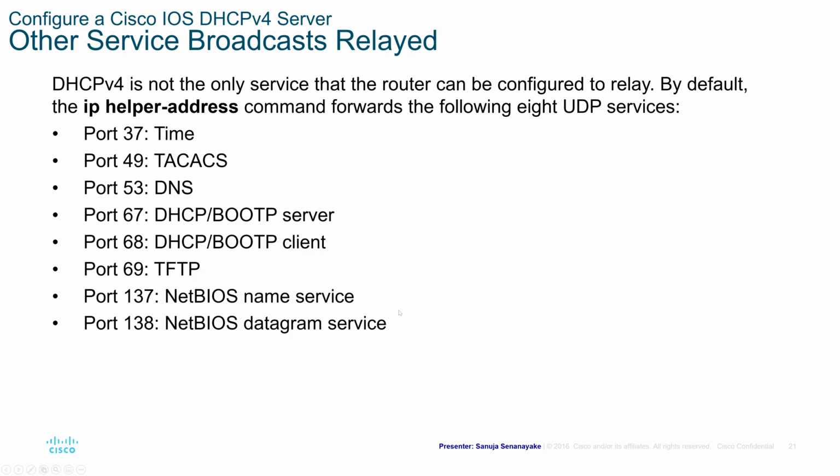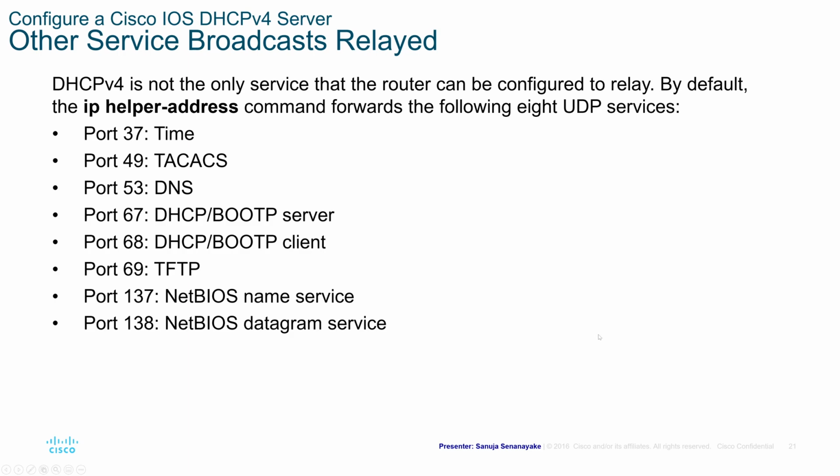For your CCNA exams, you don't really need to know the exact port numbers here and the associated items that are relayed as a result of entering ip helper-address, but you should know that there is more than one message relayed. More than one service broadcast is relayed when you use the ip helper-address.